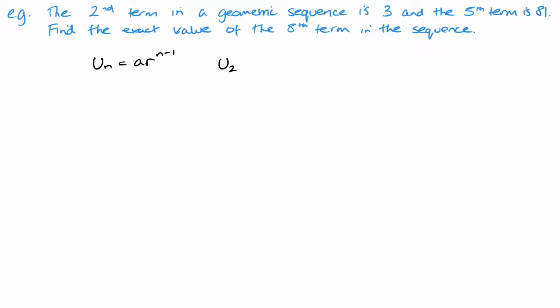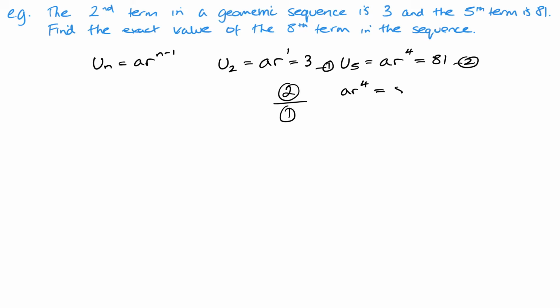So the second term is ar^(2-1), which is obviously just ar. And the fifth term is ar to the power 4, as it's 5 minus 1. And we know that the second term is 3 and the fifth term is 81. So I've got two equations here. And what we're going to do is equation 2 divided by equation 1. So ar^4 over ar equals 81 over 3.